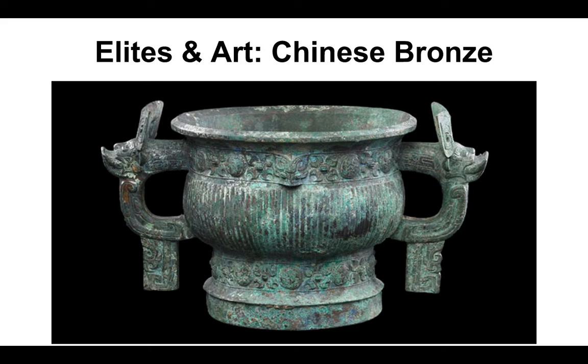On this slide, we see an example of elites sponsoring art. So specifically, this is a bronze vessel from China. And why is it that elites, in other words, people with higher social status, whether it's political or religious, why do they tend to sponsor art and artisanship? Well, most often it's because the art is a great way to show everyone else how powerful you are.